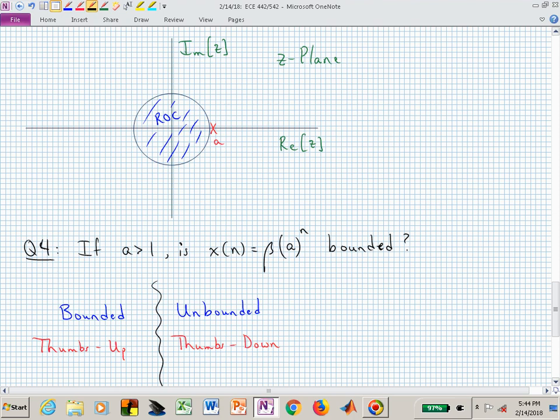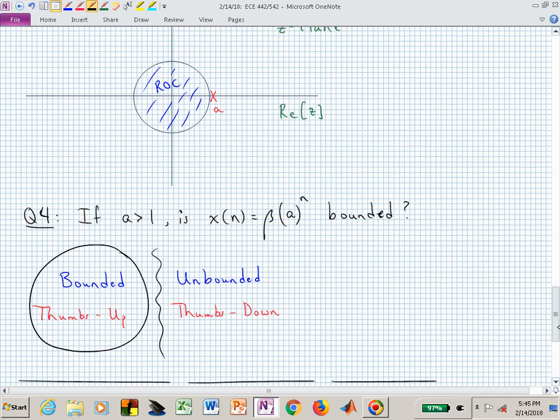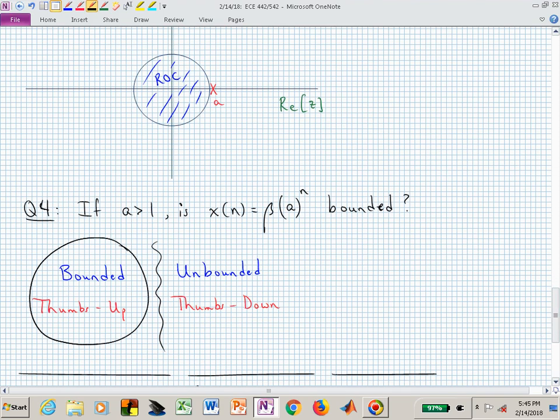You guys aren't helping me? It's bounded. Why is that the case? Pardon? N is less than 0, isn't it?